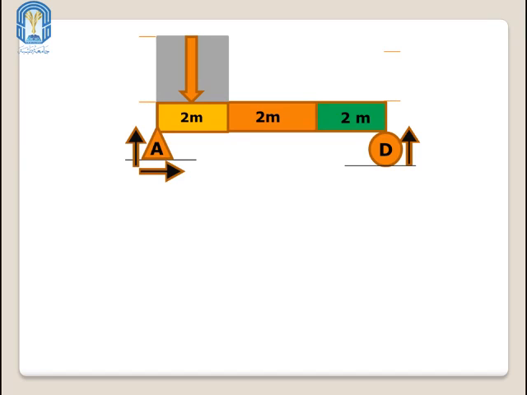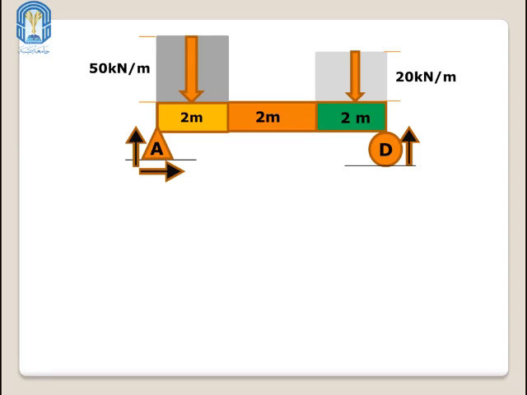This is our rectangle, and it has a height of 50 kilonewton per meter and a base of 2 meters. And for our second distributed force, the centroid will be exactly in the middle of the green part, here, at a distance 1 from the roller D. It has a height of 20 kilonewton per meter and a base of 2 meters.